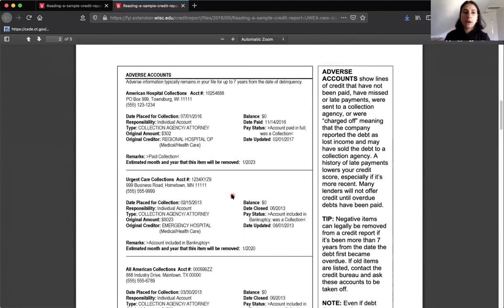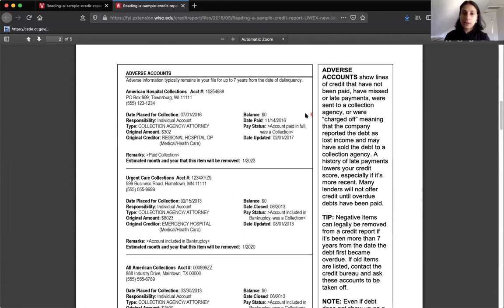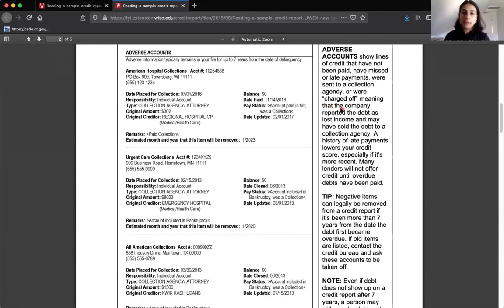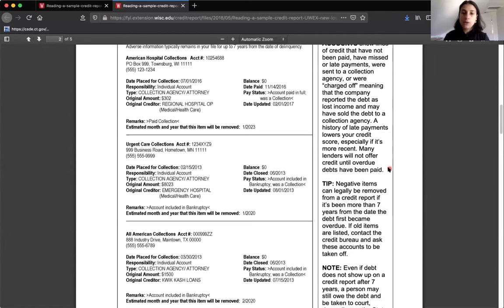Okay, so here we have a listing of adverse accounts, which shows lines of credit that haven't been paid, have missed or late payments, were sent to a collection agency, or were charged off, meaning that the company reported the debt as lost income and may have sold the debt to a collection agency. A history of late payments lowers your credit score, especially if it's more recent. Many lenders won't offer credit until overdue debts have been paid.